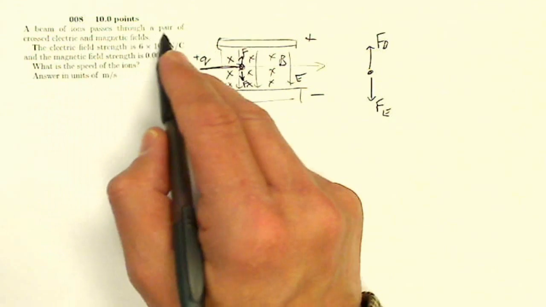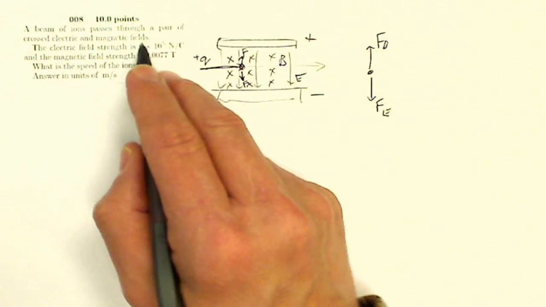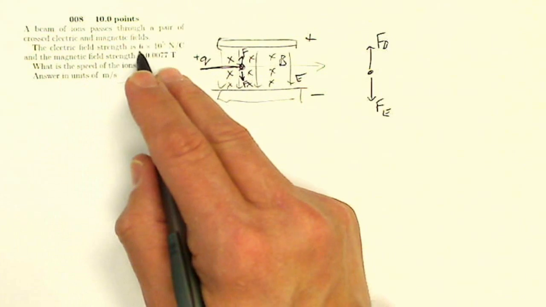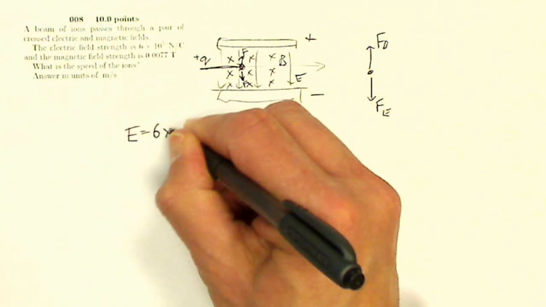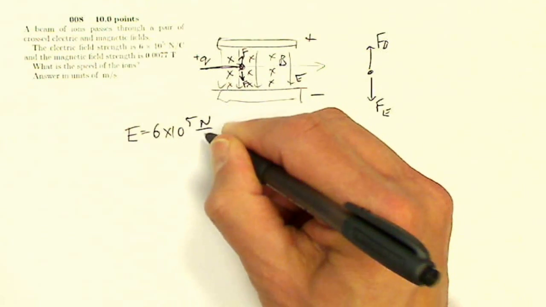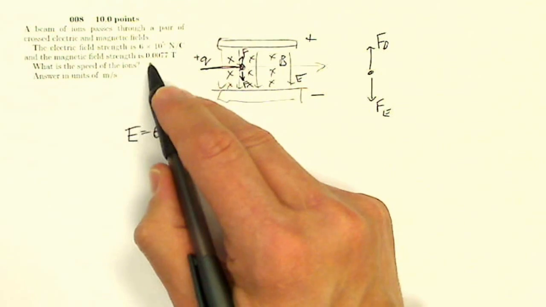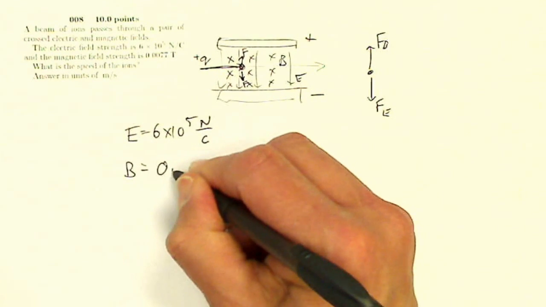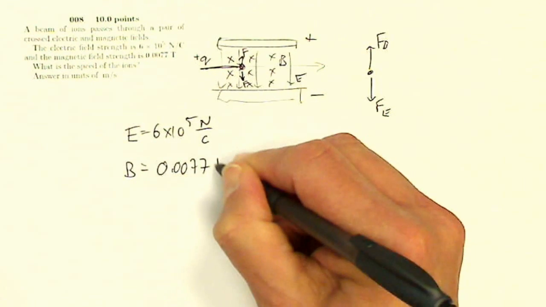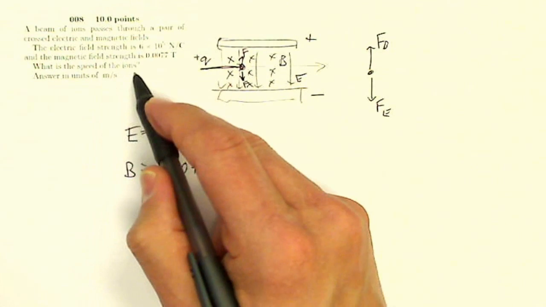So the beam of ions passes through a pair of crossed electric and magnetic fields. The electric field strength is 6 times 10 to the 5th newtons per coulomb. So my E is 6 times 10 to the 5th newtons per coulomb. And the magnetic field strength is 0.0077 Tesla. So my B is 0.0077 Tesla. What is the speed of the ions?